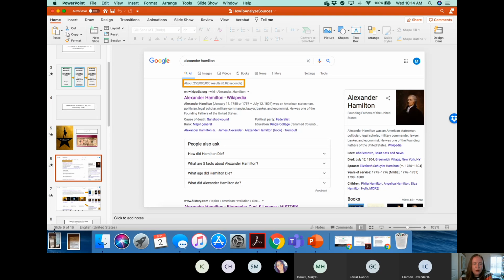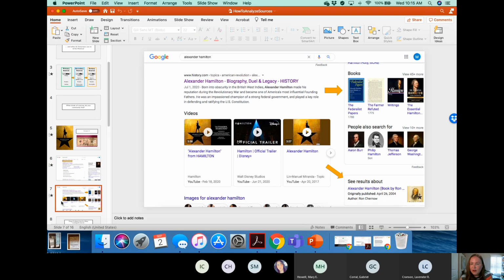So for example, if you scroll down, I had to take a different screenshot because I couldn't fit it in. If you scroll down on Alexander Hamilton's search list, so I just kind of scrolled down before I took the screenshot, you can see that there are actually some suggestions on the right-hand side. So this one up here is books. So this one actually is books written by Alexander Hamilton.